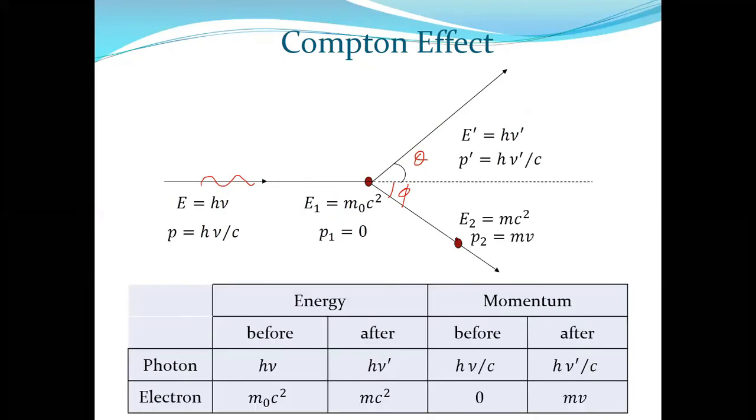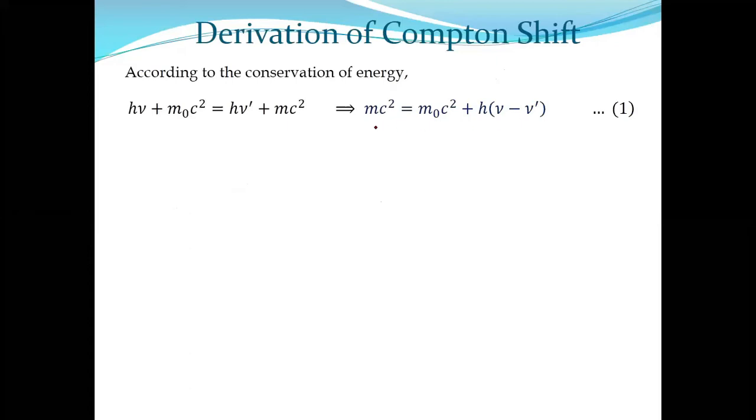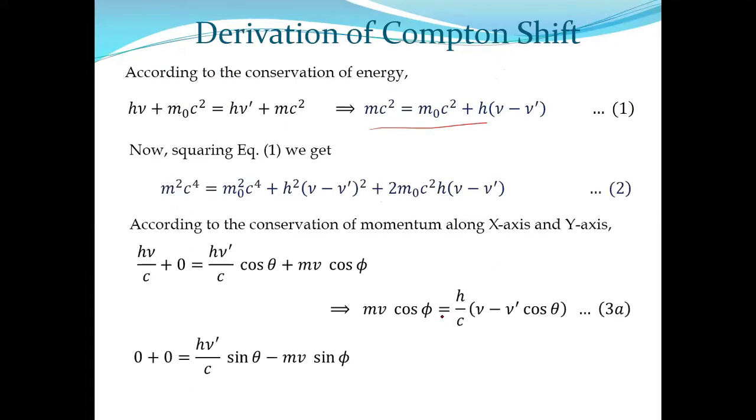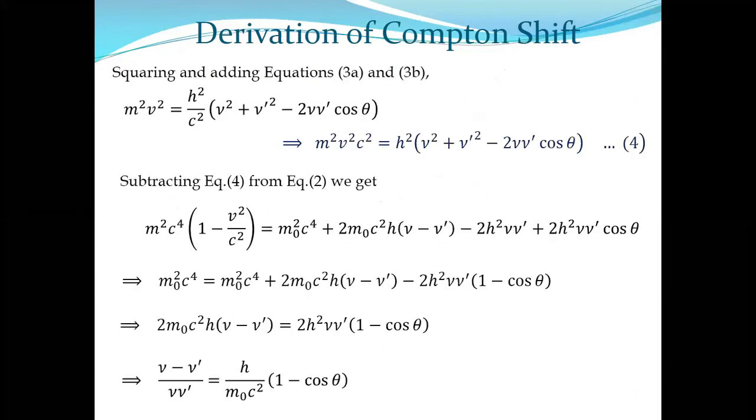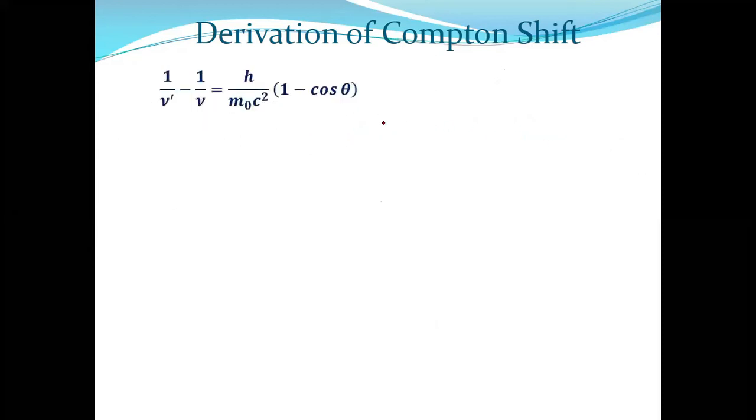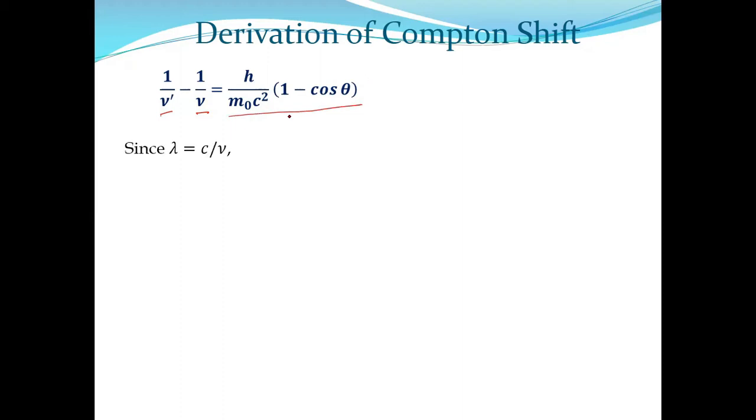From energy conservation and momentum conservation along the x and y directions, we estimated the change in frequency or wavelength. If nu is the frequency of the incident wave and nu dash is the frequency of the scattered photon, then they are not the same. 1 by nu dash minus 1 by nu has a value. In a simpler way, if we replace it in terms of wavelength, we observe that there is a change in wavelength. There is a wavelength shift.